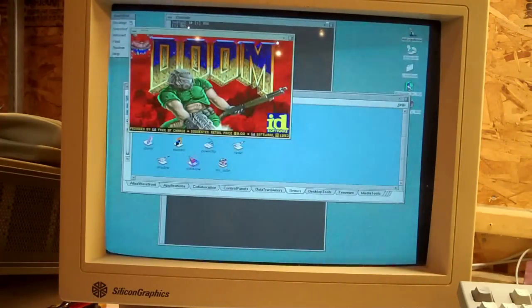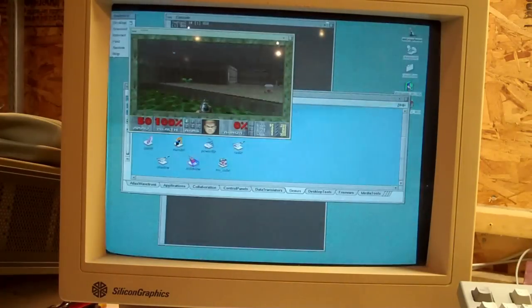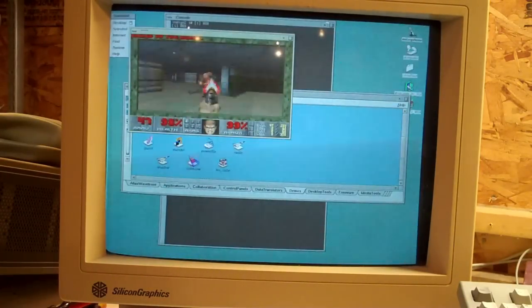Come on! An OS that comes installed with Doom? You gotta love it! Oh, and it has sound. I forgot.